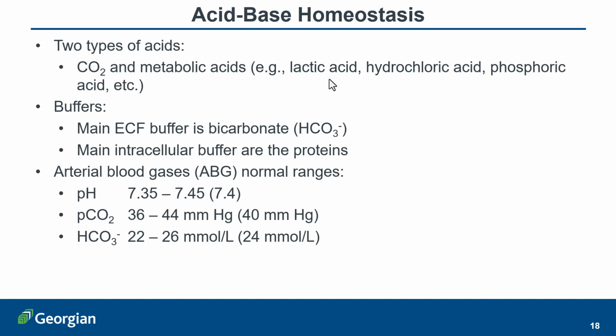Please remember, you should really memorize these arterial blood gas values. So what is the normal range of pH in arterial blood? 7.35 to 7.45. It's going to be different in venous blood. It's going to be a little bit higher because of the increased CO2 concentration in venous blood. PCO2 36 to 44, and bicarbonate 22 to 26 millimoles per liter.